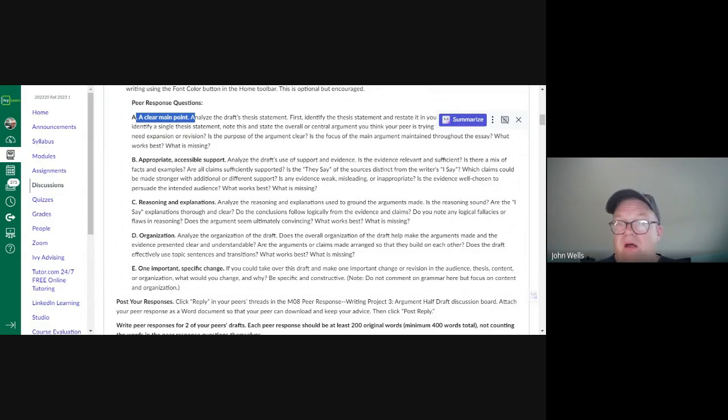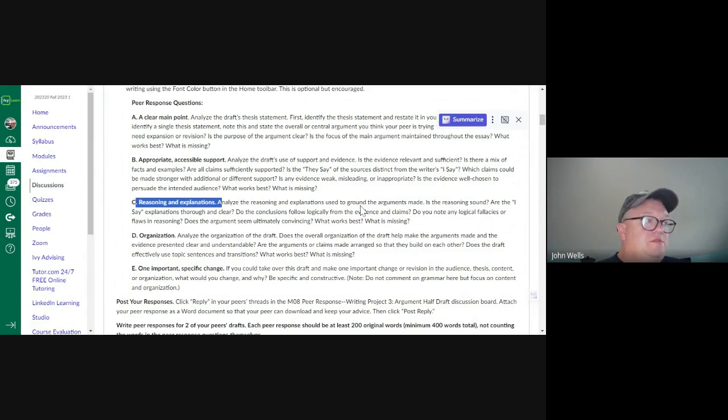What was the main point? How clear was it? What could be done to make it clearer? What did you like and why? Appropriate, accessible support. That not only was support provided, but it was accessible. It was easy to understand. It was helpful. It really backed that up. If you go back to this I say, they say kind of thing, the ability to take someone else's words, thoughts, and ideas and present them in your own work.